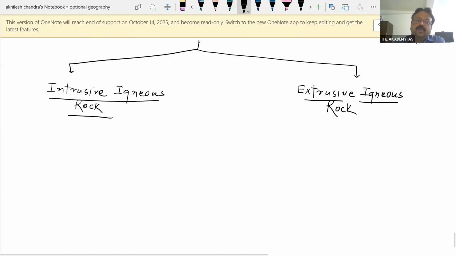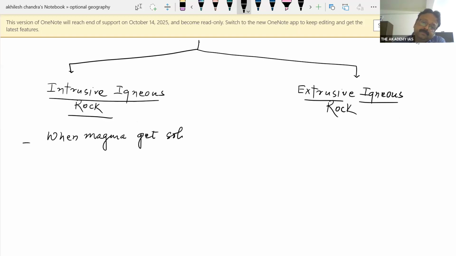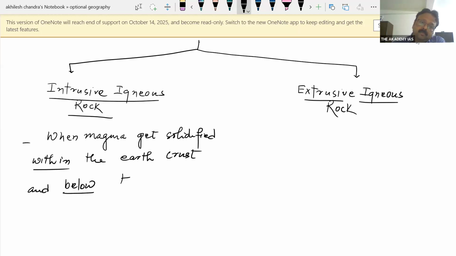Intrusive igneous rocks are those igneous rocks, बच्चे, when magma gets solidified within the earth crust and below the earth surface. We call it intrusive igneous rock.